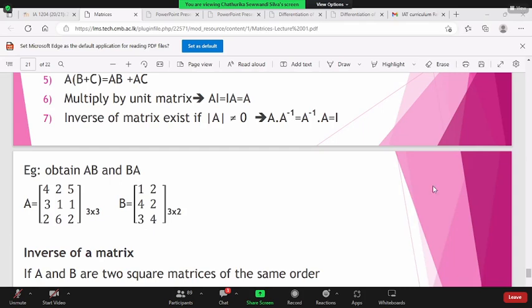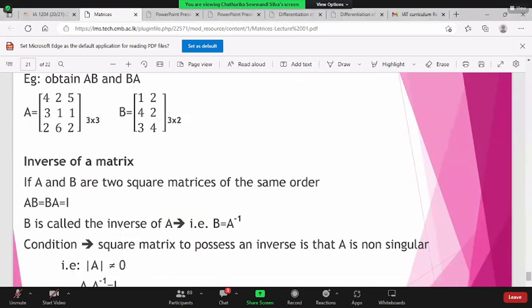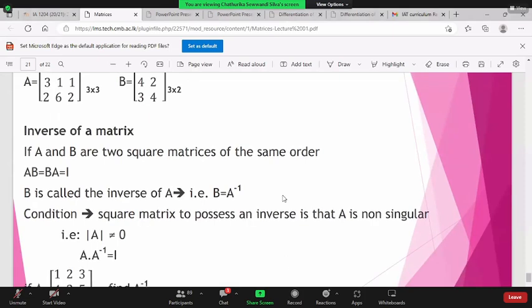But for those who can't proceed with the multiplication, I think those steps will be useful. Next is inverse. Right? If A and B are two square matrices of the same order, and AB equals BA equals I, that means here B is the inverse. The commutative property holds. So if you multiply a matrix with its own inverse, you will get the identity matrix as the result, right?